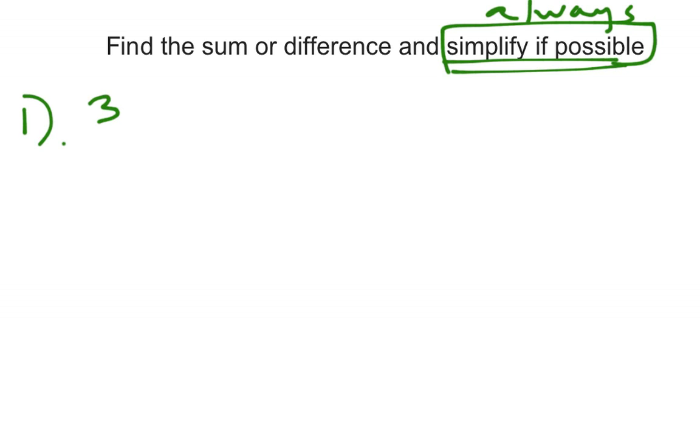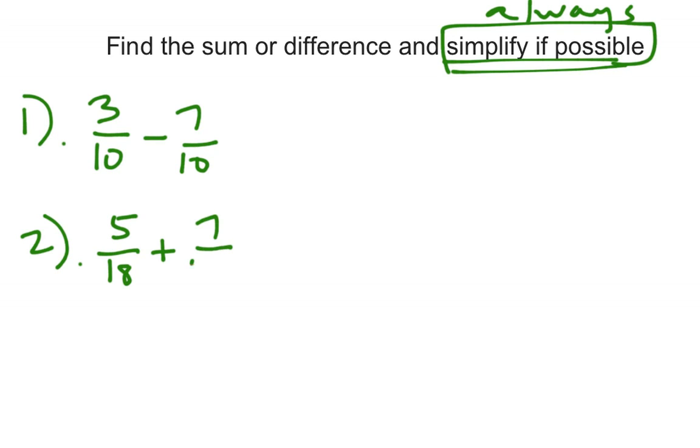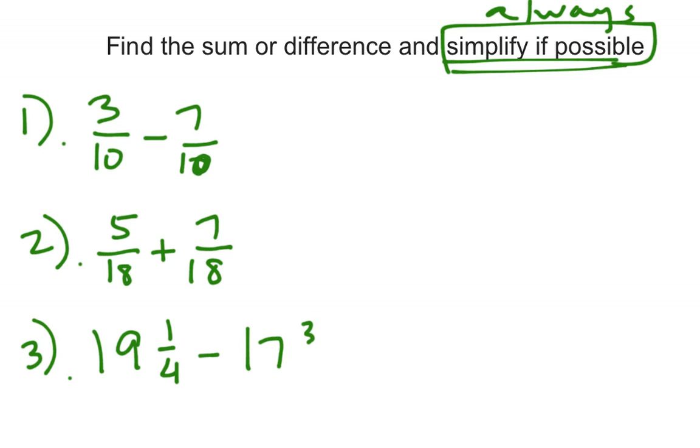Number 1, 3/10 minus 7/10. Number 2, 5/18 plus 7/18. I'll try to make my handwriting a little better. That's a 10. And number 3, mixed numbers, 19 and 1/4 subtract 17 and 3/4. Don't forget to do your wrap up.